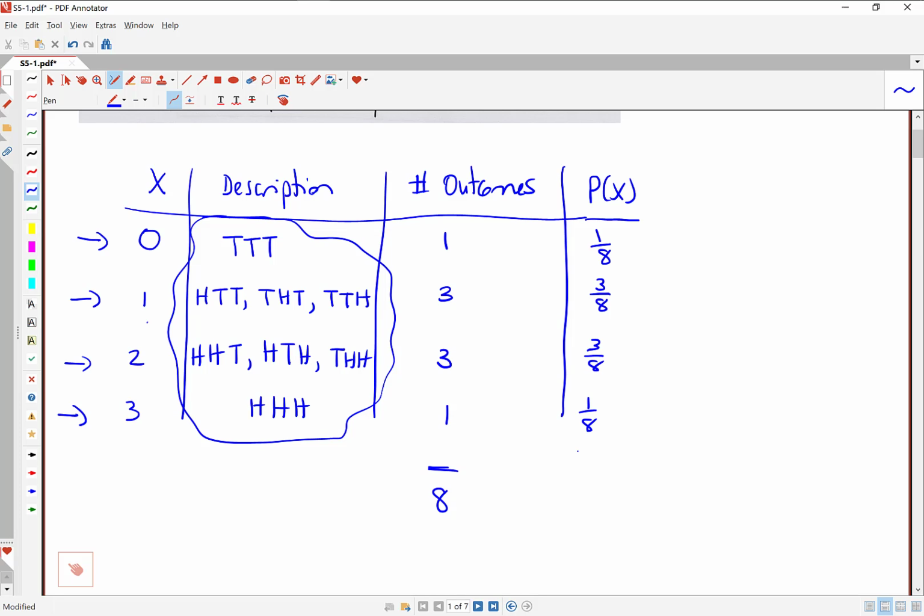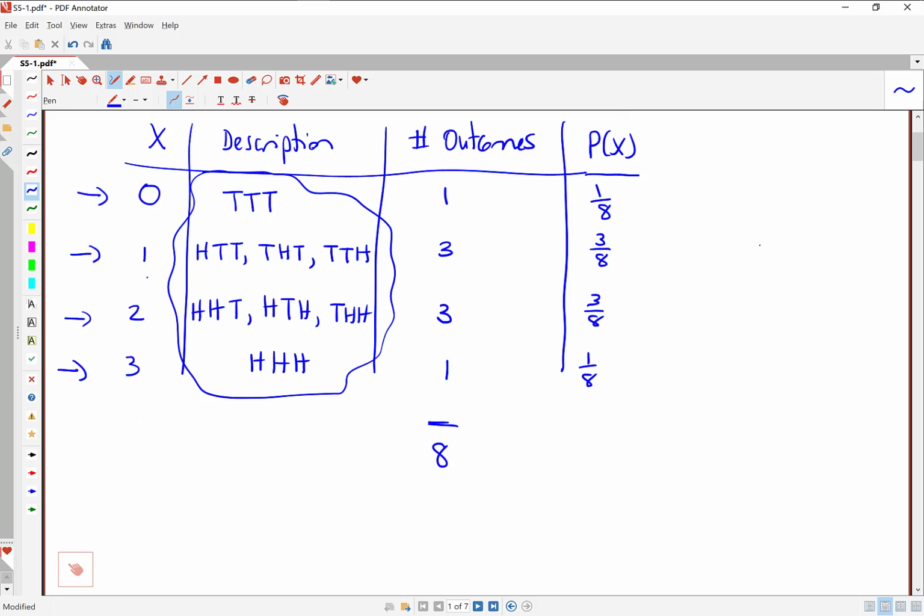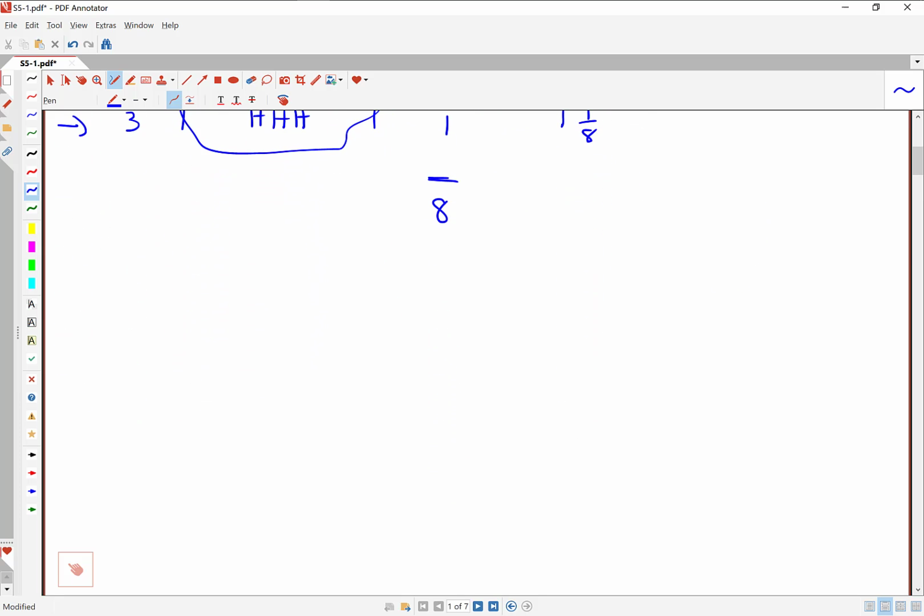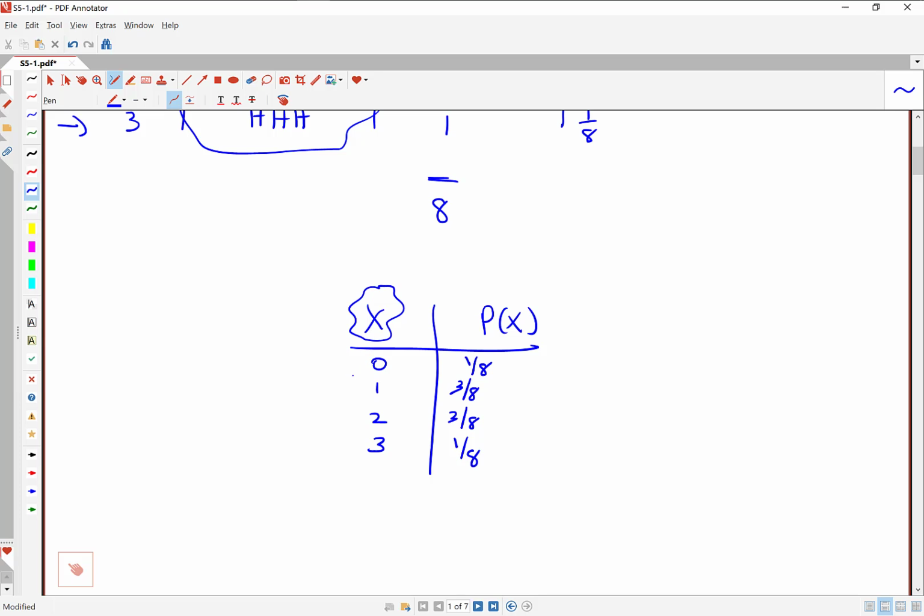If you want a cleaner version of the probability distribution, usually the way that we'll give the answer is we'll just write down the different X values: 0, 1, 2, 3. And then beside that, we'll write the probabilities that go with those. Filling in our probabilities, 1 out of 8, 3 out of 8, 3 out of 8, 1 out of 8. And there we have our probability distribution for this random variable X, which represents the number of heads in 3 coin tosses.